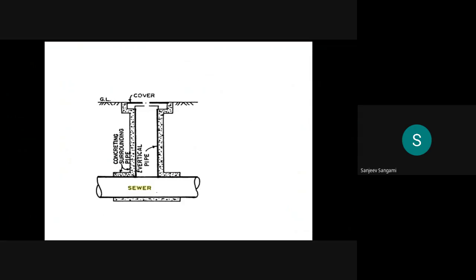This is one typical lamp hole, where you can see the sewer, and this is the typical construction of the lamp holes. Inside they will use electric bulbs, or sometimes even if it is opened, whatever sunlight is there will penetrate up to some distance. But during the night, it is highly difficult. There the lamp has to be provided.